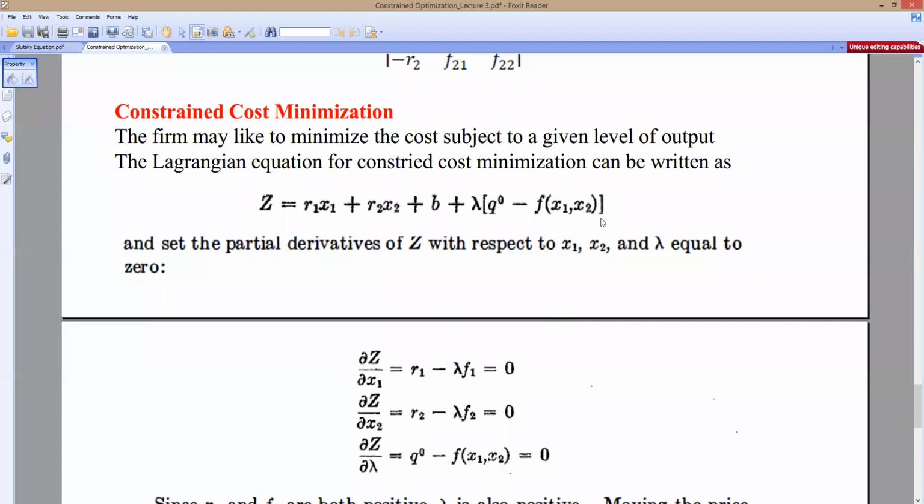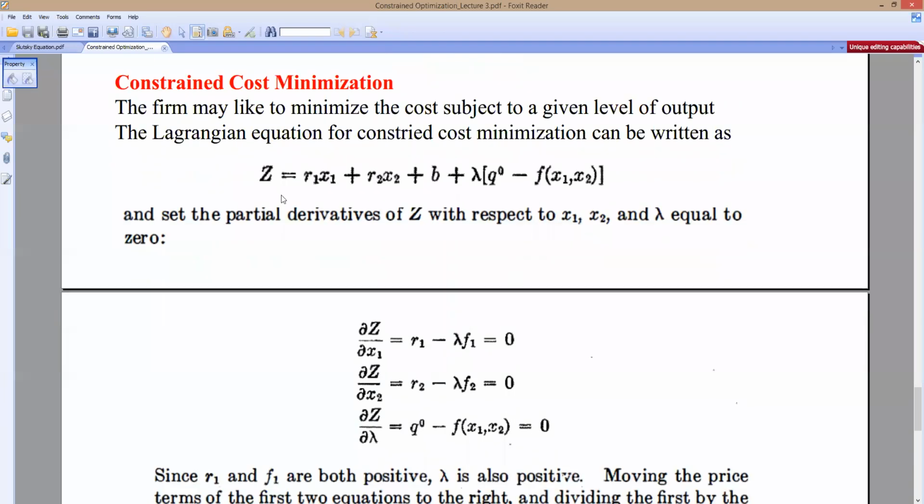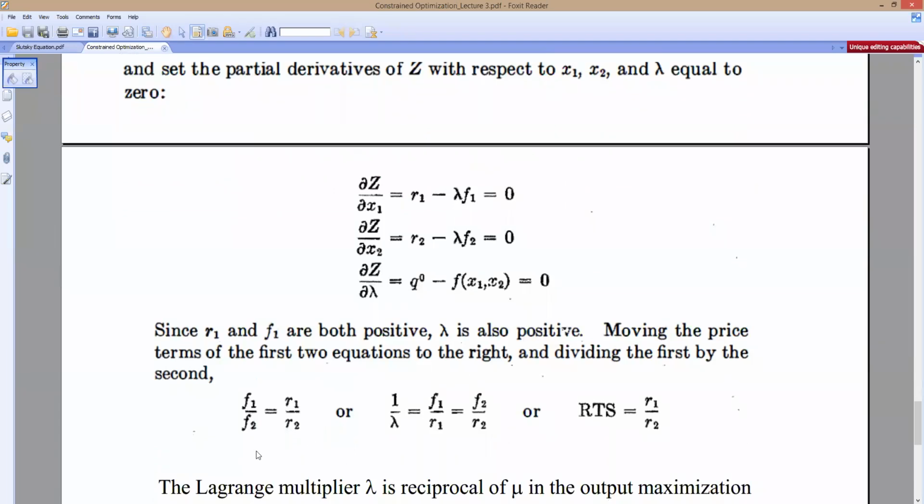If you understand this particular function, in the next step, you have to take the derivative of Z with respect to x1, x2, and then with respect to lambda. This will generate all first order conditions. Then you need to solve only for x1 and x2. So you will divide del Z by del x1 by del Z by del x2, which will give you f1 by f2 is equal to r1 by r2. The similar equation you got in the earlier context.